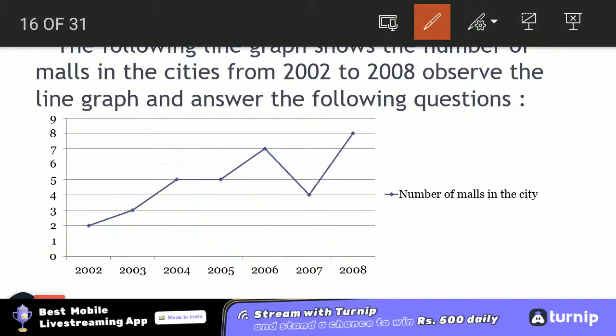But as you can see, in 2002 we have 2 malls, in 2003 we have 3 malls, in 2004 there were 5 malls, and the same remained in 2005.